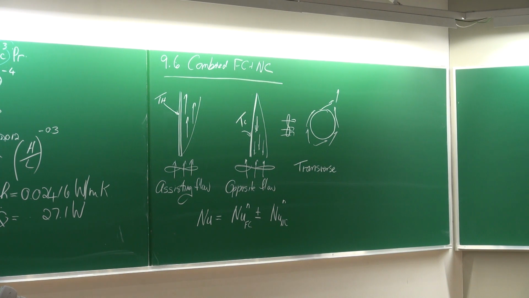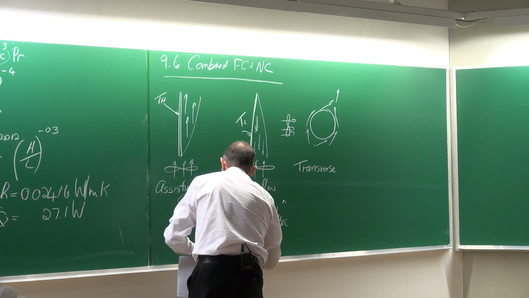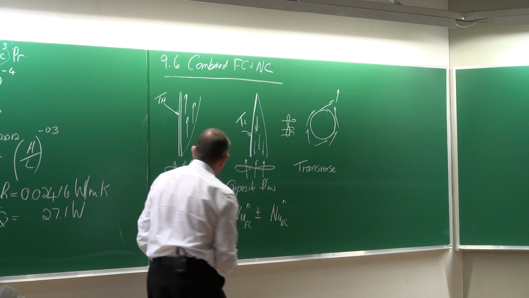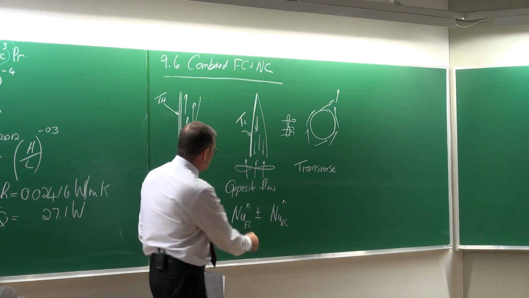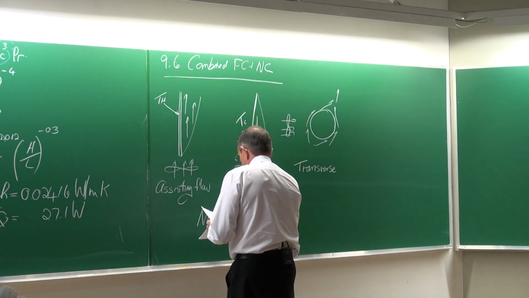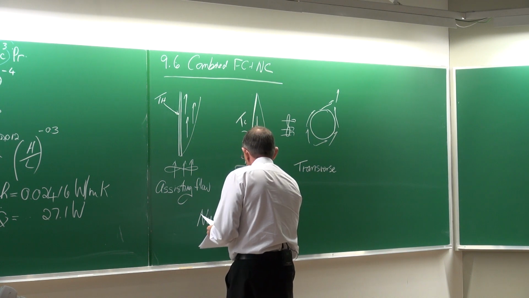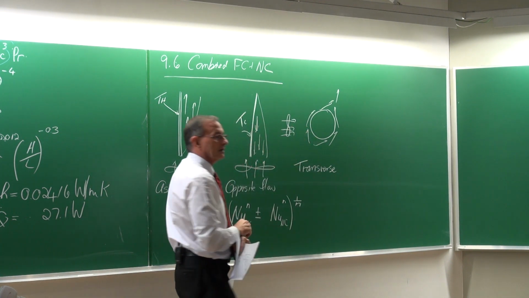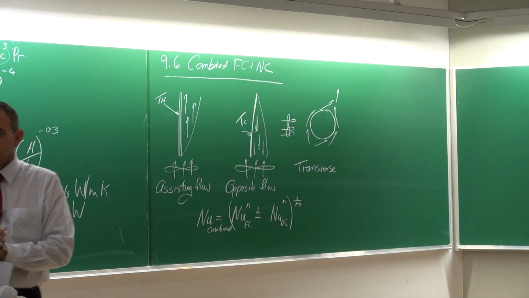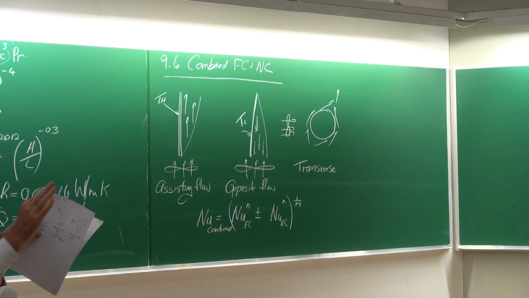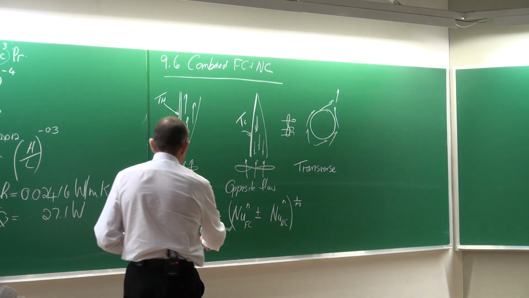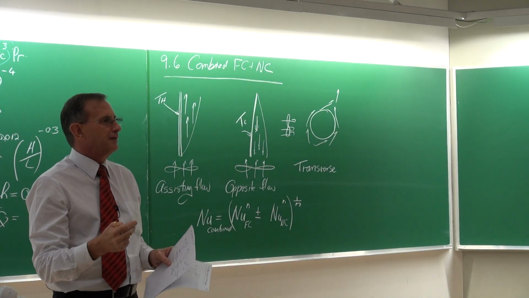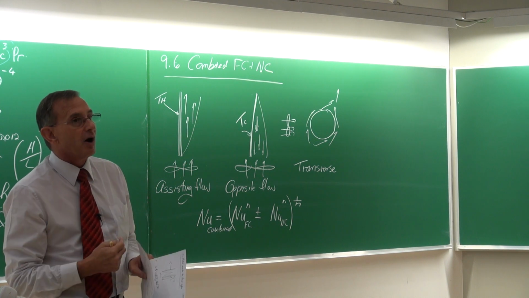So this Nusselt number, we call that the combined Nusselt number. The combined Nusselt number is the Nusselt number of forced convection plus natural convection, but I think I've made a mistake here. I think it must be 1, it's multiplied by 1 to the n, something like that. The equation is in your textbook. What is important to understand is that this plus or minus is for your discretion. So you have to figure out, do I plus it or do I minus it?